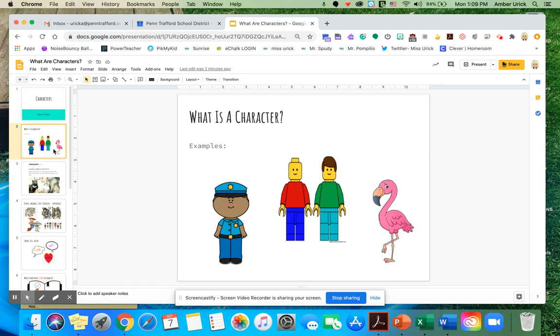So on this slide, there are three pictures. I see a police officer, I see some Lego people, and I see a flamingo. Quite the variety in the mixture there, right? So, how on earth are they grouped together or tied together that I can create a definition? I'm not quite sure. Can you give me some examples?